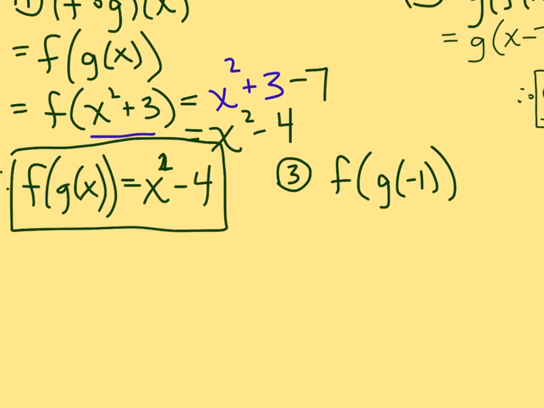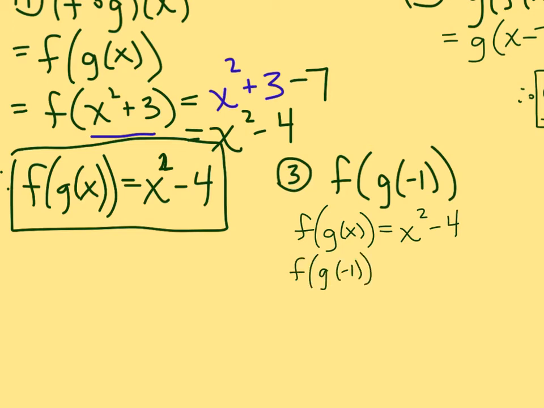Now, there's a couple different ways to do this. What we can do is actually realize, hey, we created a function. We created the function f of g of x already. And so all we need to do is plug in negative 1 into that function. So let's do that. We know that the function f of g of x, we found it in part 1, is x squared minus 4, and we want to plug in -1 to that function. So we're going to plug -1 in for x. When we square it, we'll get 1 minus 4, which is -3. There is an alternate way of doing this, so I'm going to show that way next.